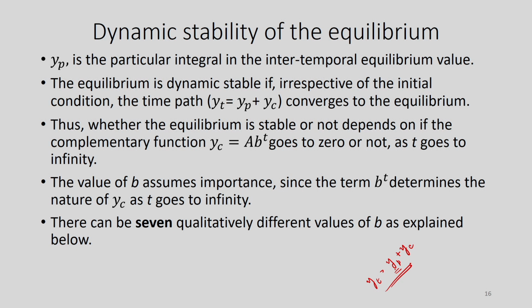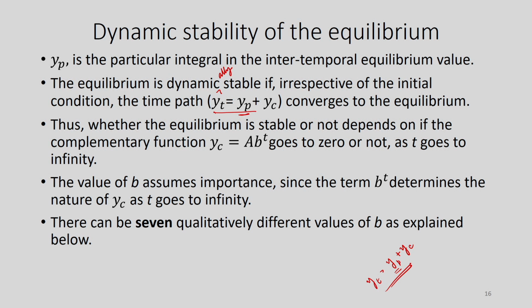The equilibrium is dynamically stable if, irrespective of the initial condition, the time path converges to the equilibrium. Okay. So, y t, if it converges to y p irrespective of where we are starting from, that is where the y 0 is, if y t converges to y p, then we say that the equilibrium is dynamically stable.